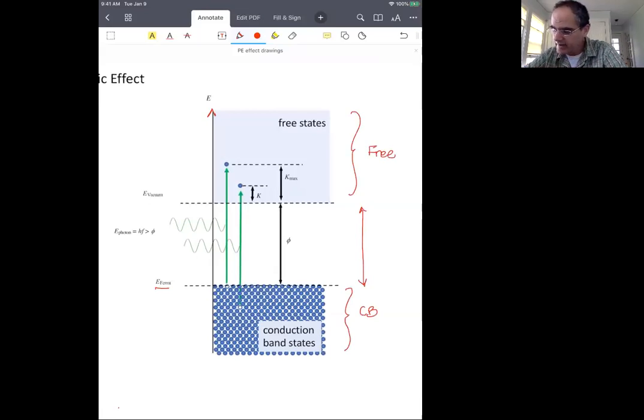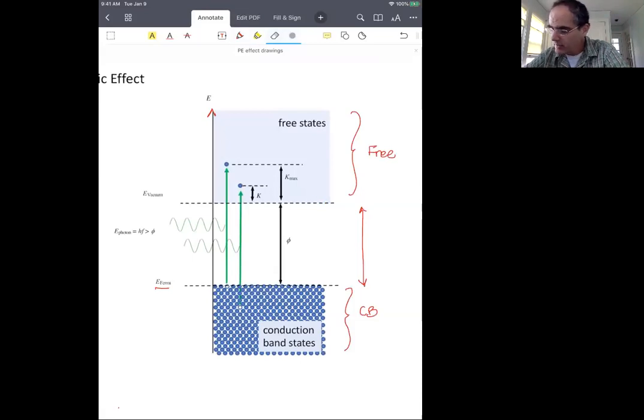So for example, an electron at the lowest possible energy free state would be an electron that's removed from the metal but has no kinetic energy. It's motionless. Electrons that have kinetic energy have additional extra energy. And so higher energy free states correspond to electrons with kinetic energy that are moving faster and faster and faster as the energy goes up.